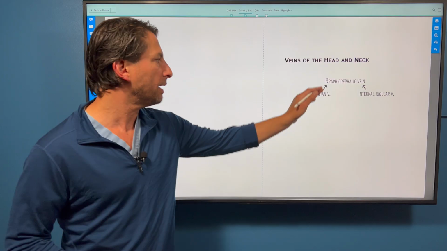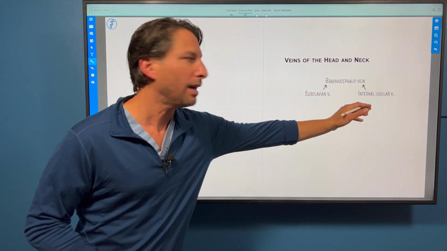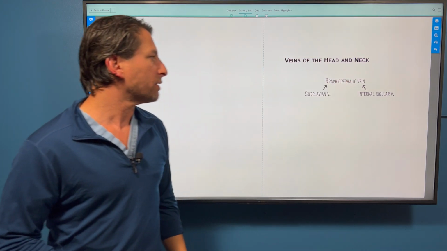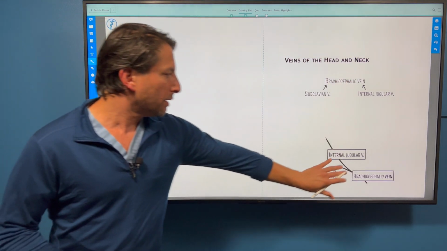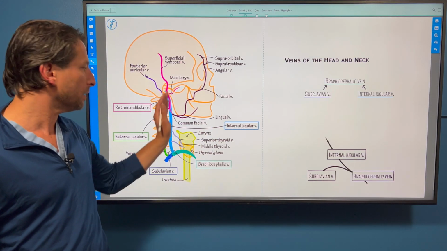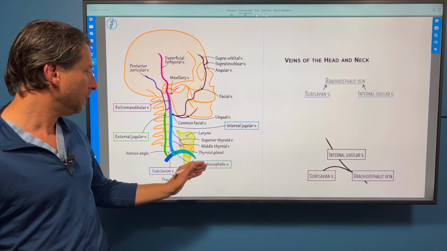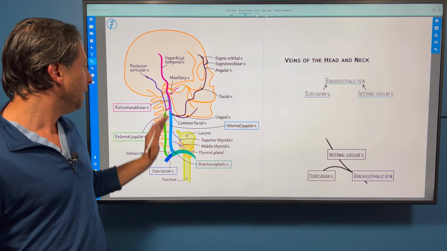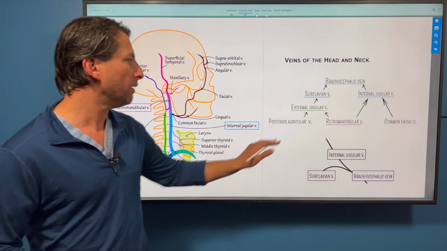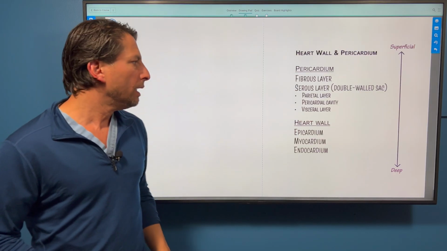Now for the veins of the head and neck, the subclavian and then the internal jugular vein instead of the carotid then dump into the brachiocephalic vein. So here's our little simplistic tree, and here is our internal jugular here, here's our subclavian vein here, and then here's the brachiocephalic vein, and then there's additional venous structures that are all dumping into this brachiocephalic.